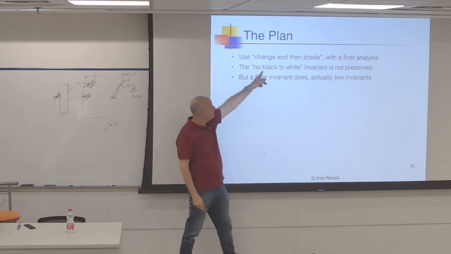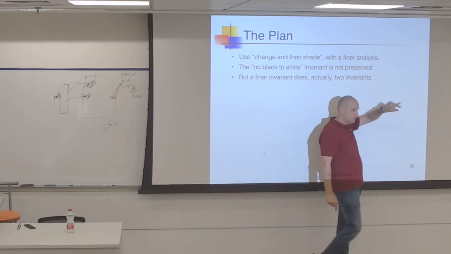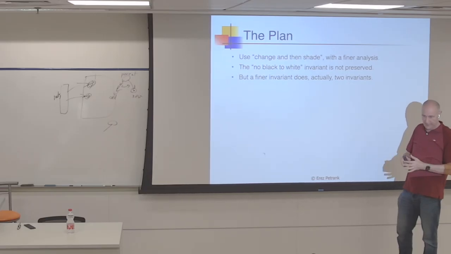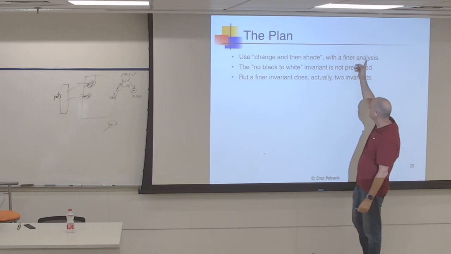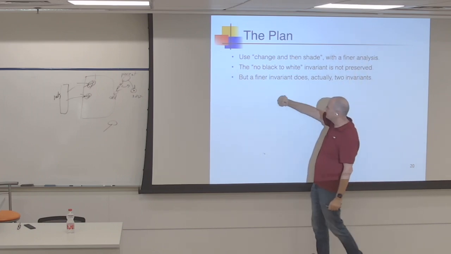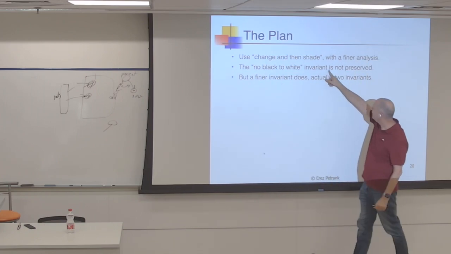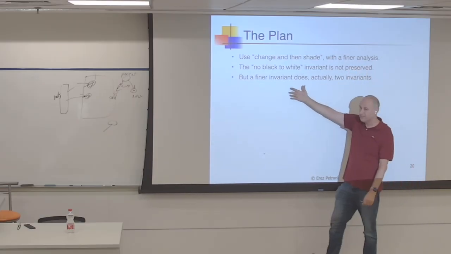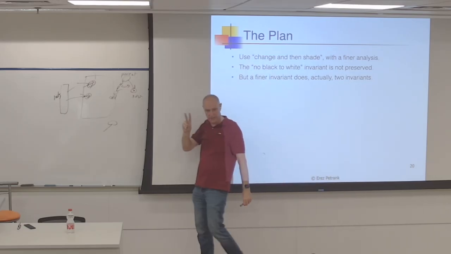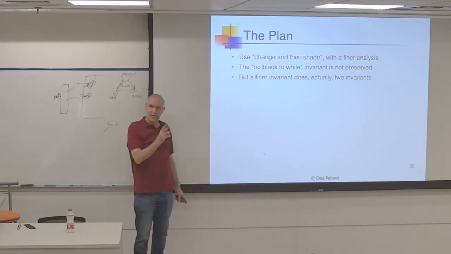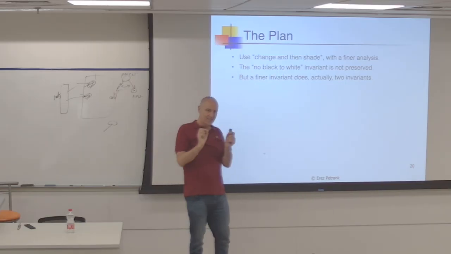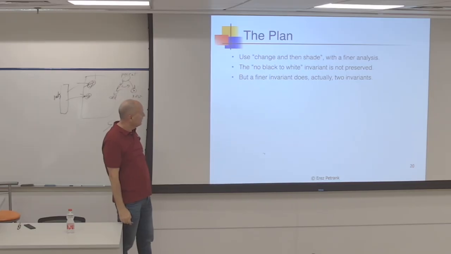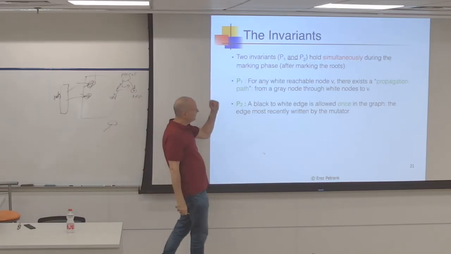So we're going to do change and shade. Okay, if we do that, we don't have the no black to white edge invariant, but we'll use a better analysis, a more refined analysis. The invariant is not preserved, but we'll have a finer invariant. Actually, we'll have two invariants, a more detailed invariant that will work throughout the execution. So these are the two invariants that we want.